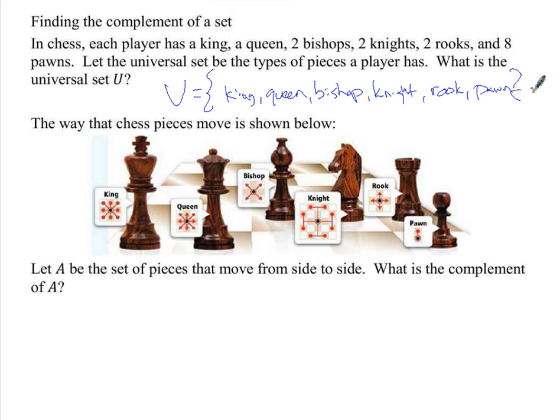Rook, yeah, that's the one that looks like a castle. Some people call them castles. No, rook. So that's the universal set.